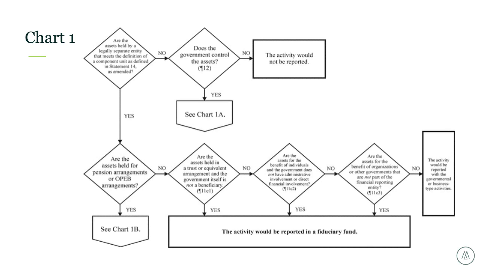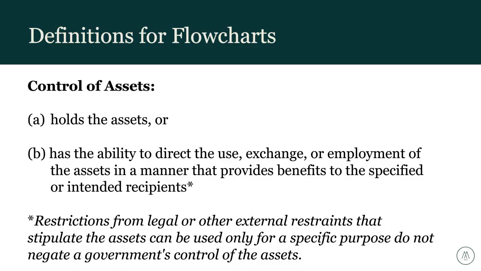So how do you determine whether or not the government does actually have control over those assets? As I mentioned on the last slide, it's a key piece to really understanding how you apply the standard. So an entity will control the assets if it holds them, or if they have the ability to direct the use, exchange, or employment of the assets in a manner that provides benefits to the specified or intended recipients.